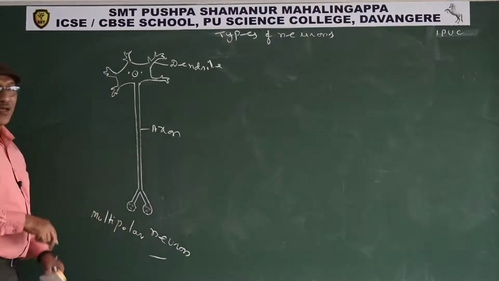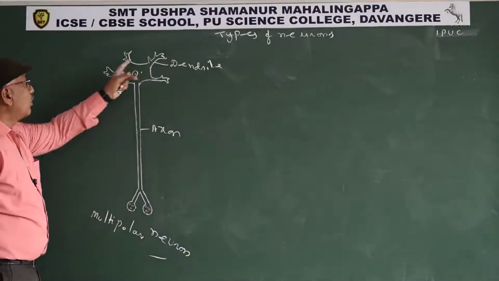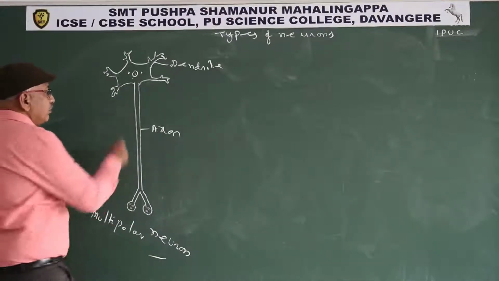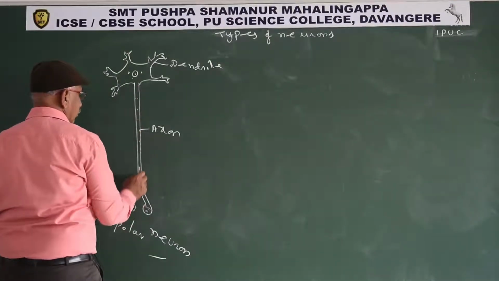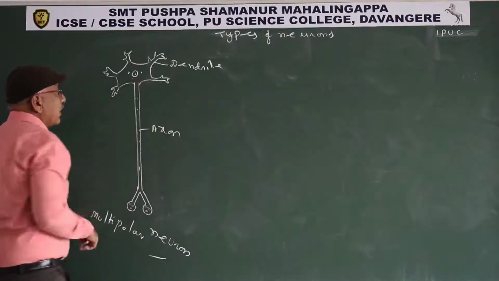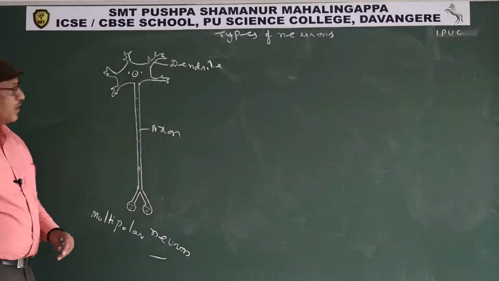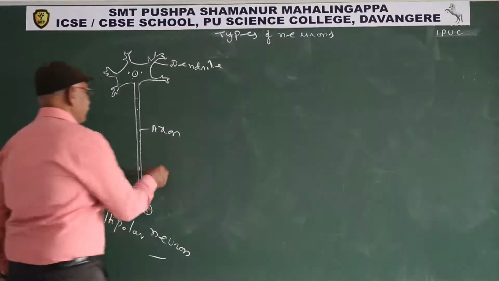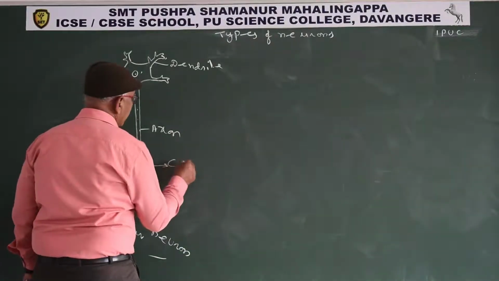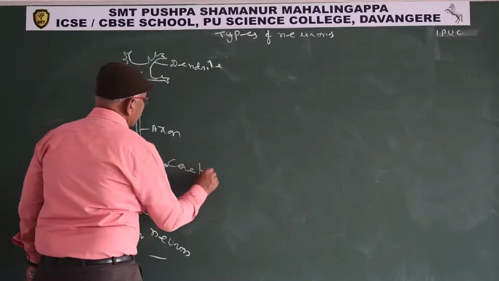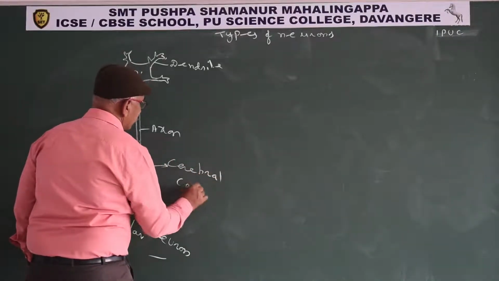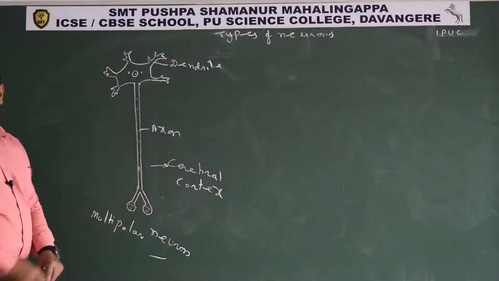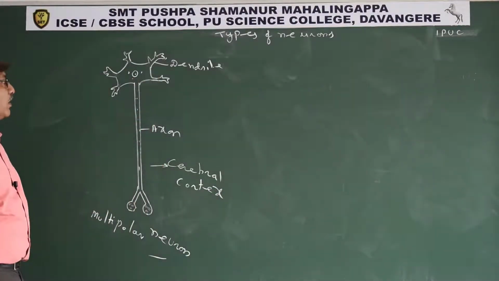If a neuron has two or more than two dendrites and one axon, it is known as a multipolar neuron. Multipolar neurons are present in the cerebral cortex.